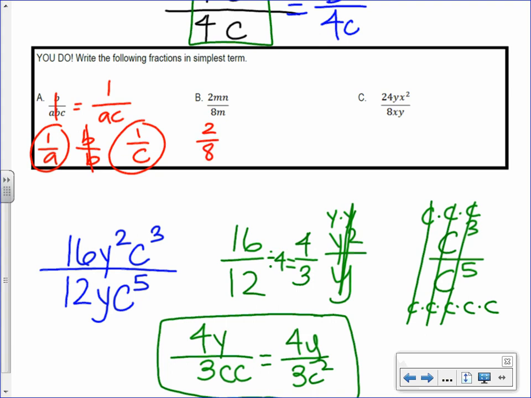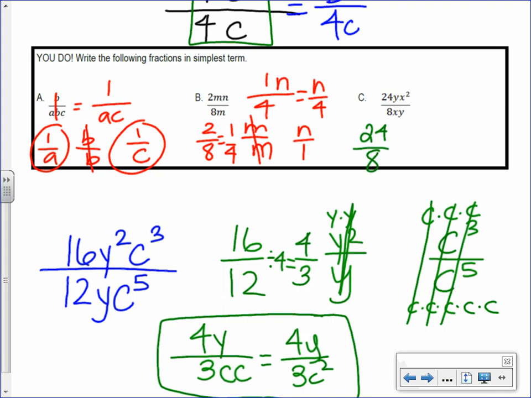Alright, the next one. 2 over 8, M over M, N over 1. What can 2 and 8 both be divided by? Everybody? 2. So this is 1 over 4. Oh, this is an M, sorry. So my M's cancel, and I'm just left with an N on top. So you could have left it as 1N over 4, or just N over 4. Both mean the same thing, and both are completely acceptable. Questions on that one?